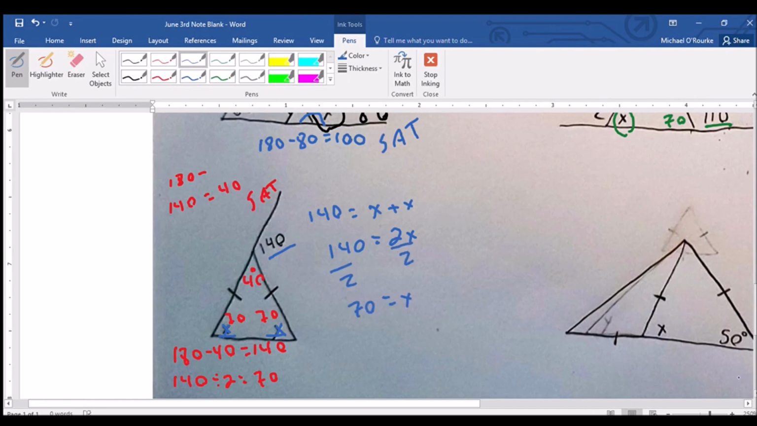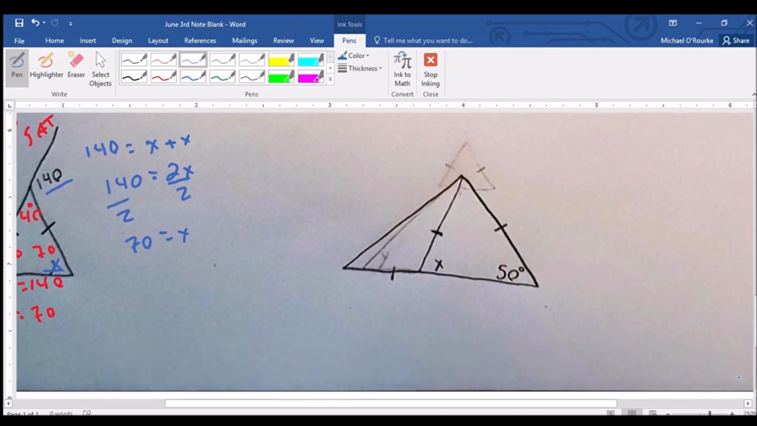Right, last one. Let's take a look here. I want to find this angle as well. Let's write it in red so you can really see it. So I want to find that angle. Well, let's find this one first. And if you look, I have an isosceles triangle, which means this is equal to this. So that is 50. That's through ITT.